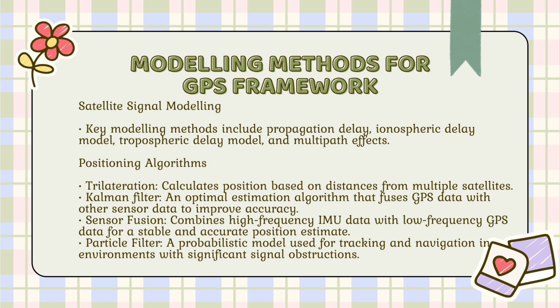Second is positioning algorithms. First is trilateration, which calculates position based on the distance from multiple satellites. Second is the Kalman filter, an optimal estimation algorithm that fuses GPS data with other sensor data to improve accuracy. Third is sensor fusion, which combines high-frequency IMU data with low-frequency GPS data for a stable and accurate position estimate. And fourth, the particle filter, a probabilistic model used for tracking and navigation in environments with significant signal obstruction.